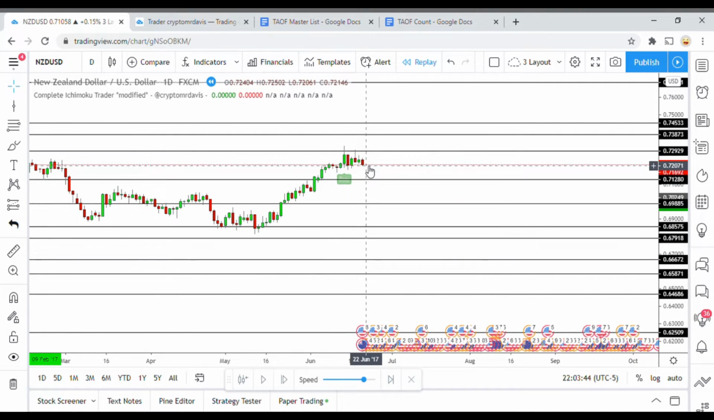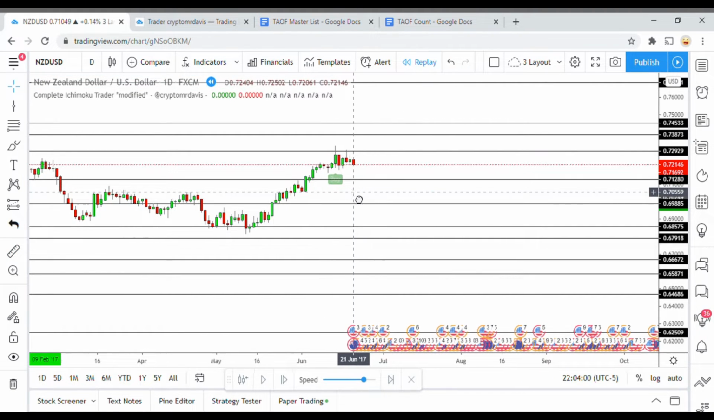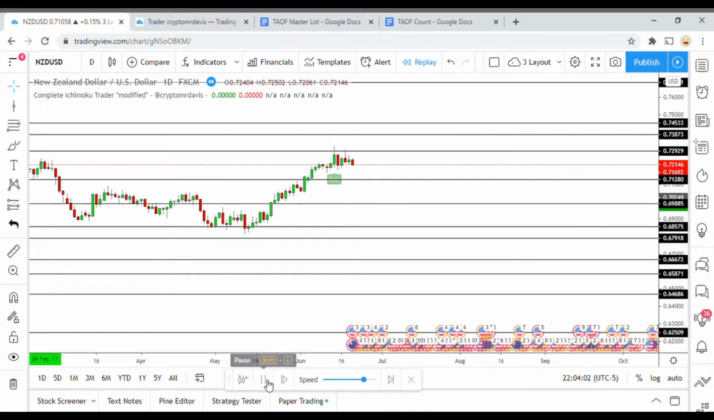Again, this is looking very likely to get at least a 60 pip move to the downside. Let's see. We may have gotten stopped out already on this. Ooh, it's very close, but not quite yet. So let's go ahead and play it.